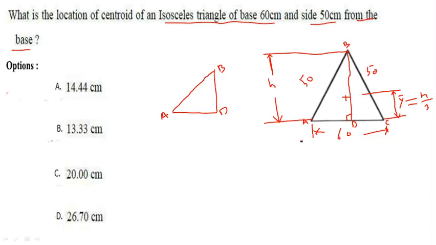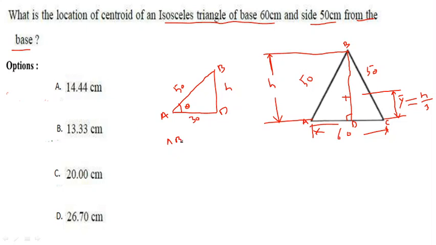As AC is 60, now AD will become 30 centimeters. This is 30 centimeters, and this is 50 centimeters, and this is height H. This height we need to calculate. As it is a right angle triangle, apply the Pythagoras theorem here. This is the opposite side, the adjacent side, and AB is the hypotenuse.